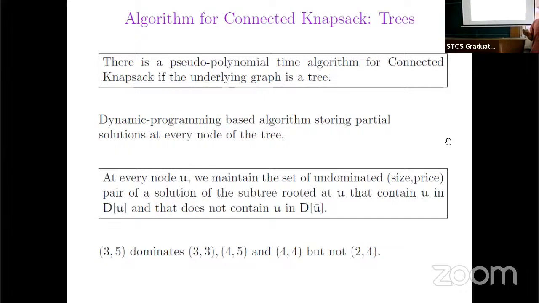What do you mean by undominated solutions? Very natural. If I have a solution whose size is 3 and giving me a price of 5, I do not need to store a solution whose size is 3 and gives me a price of 3. So I would say that this solution (3, 5) dominates (3, 3). Same here: (3, 5) dominates (4, 5) because the price is the same, but this set has more weight. But this is just for efficiency, right? I mean, you could have stored all of them.